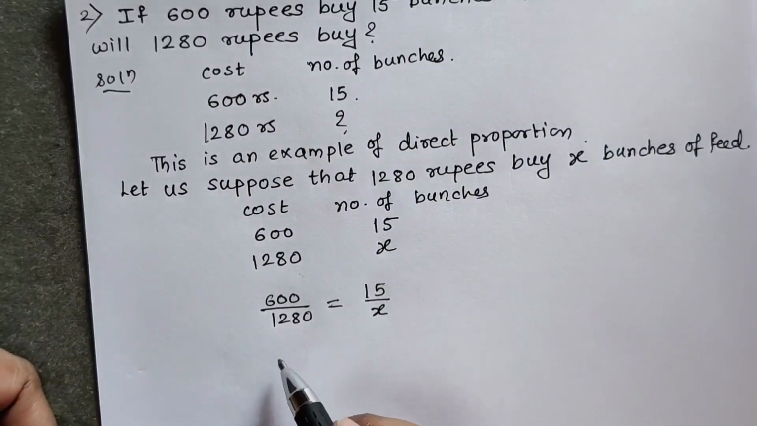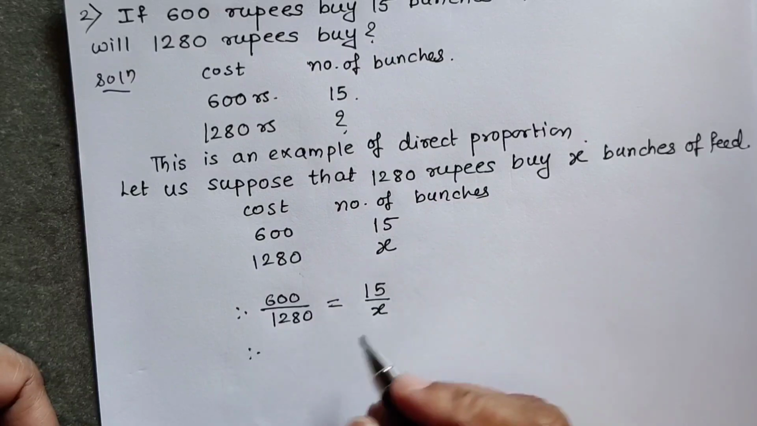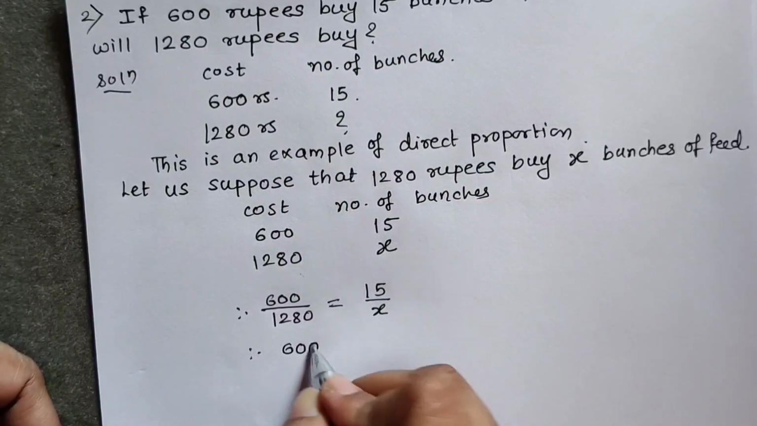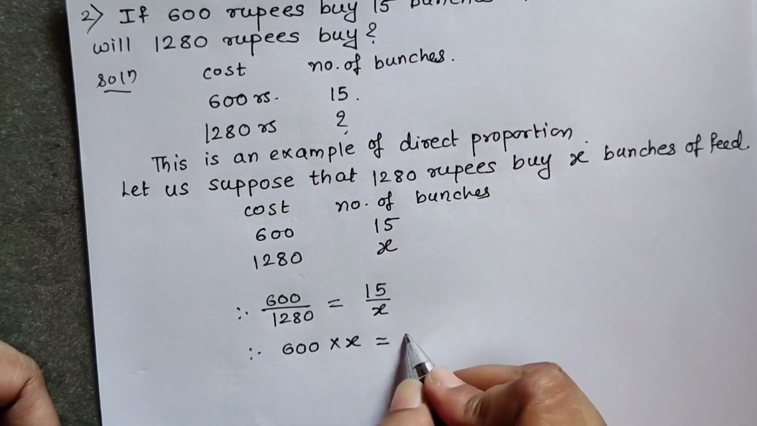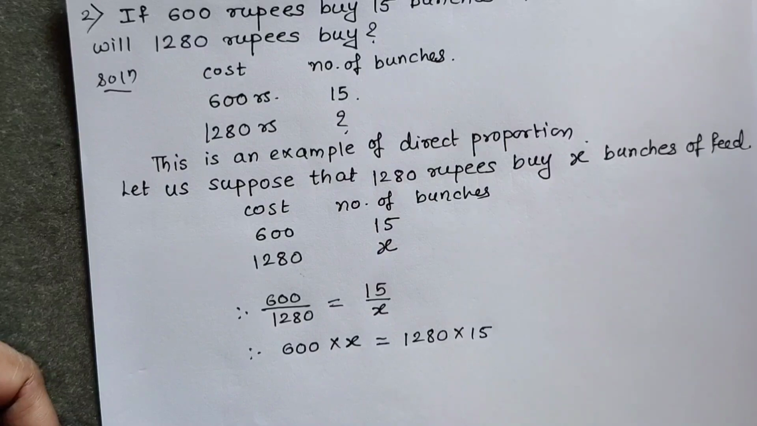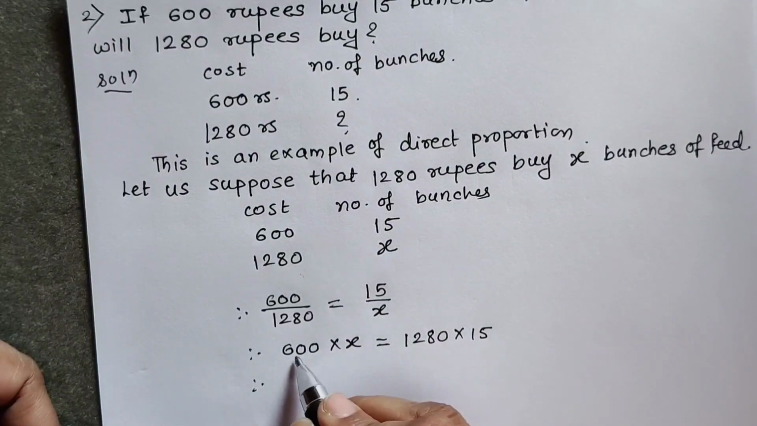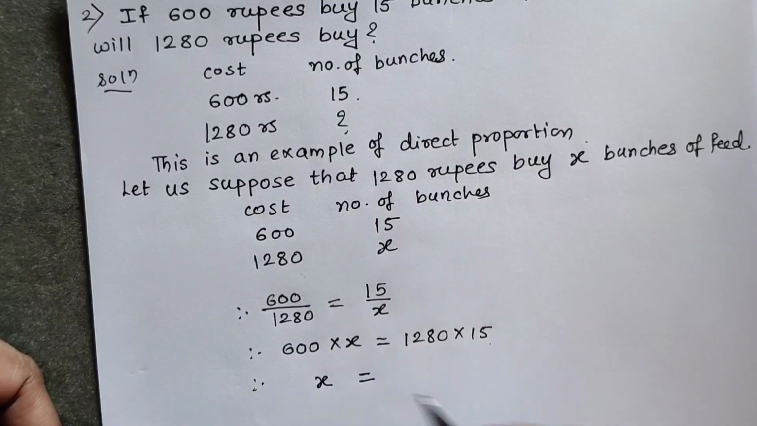Now let us solve this. How to solve? We will solve by the cross multiplication method. 600 multiplied by x, 600 into x is equal to 1280 multiplied by 15. Now let us transfer this 600 to the right hand side. I write x as it is.